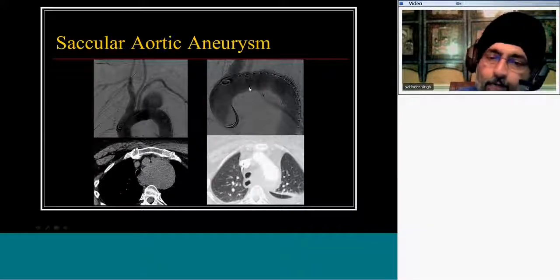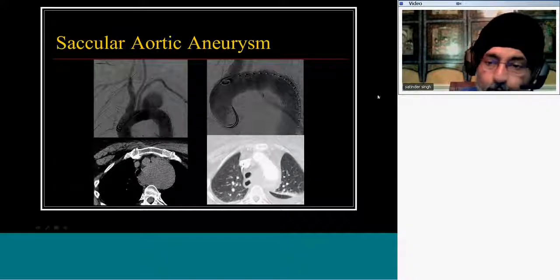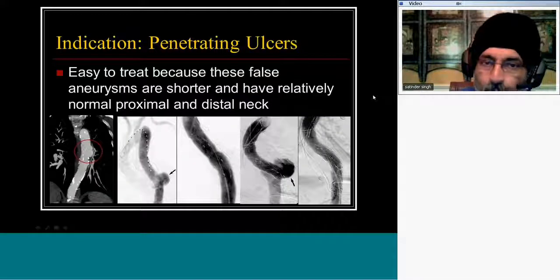Now, there are various varieties of the grafts which are available. There can be fenestrations to allow blood flow into the subclavian artery. If that cannot be done, then the subclavian can be sacrificed. They can tie this off and create a graft or jump graft between the common carotid and subclavian to preserve the flow to the upper extremity. It's not an uncommon procedure, but it can be done.